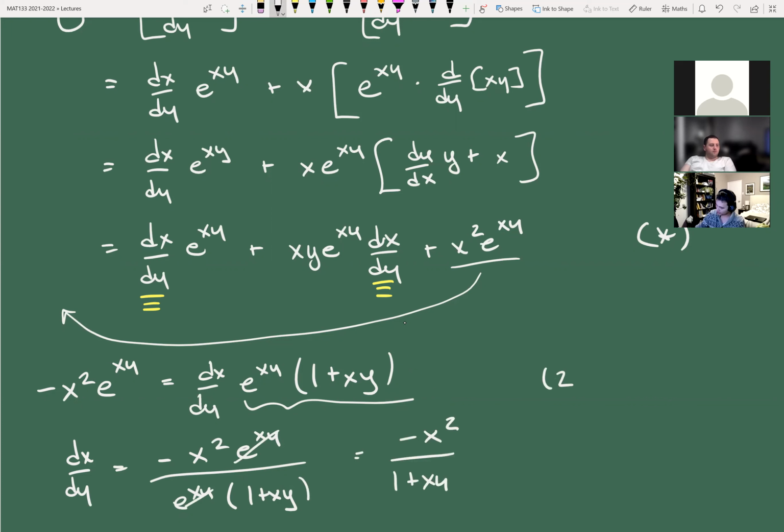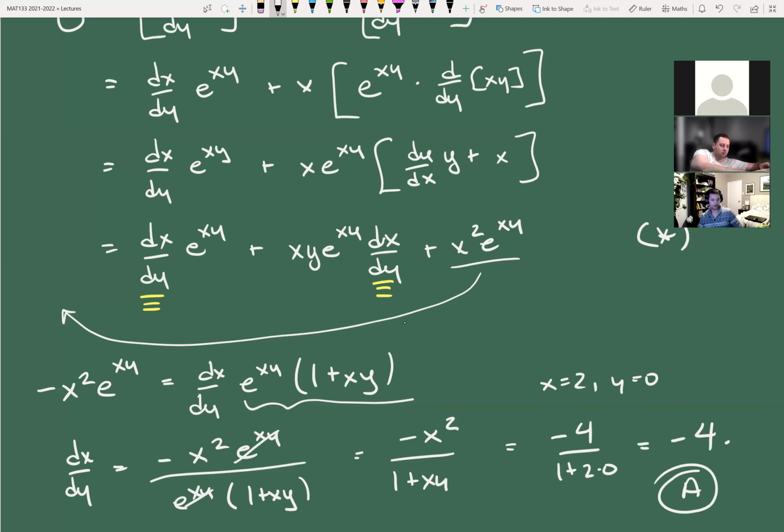Now I'm going to plug in x equals 2 and y equals 0 into this, right? Because it asks us to find it at those places. That gives me negative 4 divided by 1 plus 2 times 0, and that is negative 4. And that was answer A. Okay. So I'm going to give you a second to process that, and then I'm going to show you actually a slightly easier way of doing this.